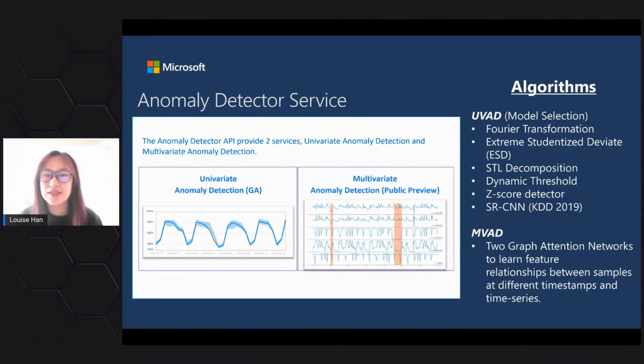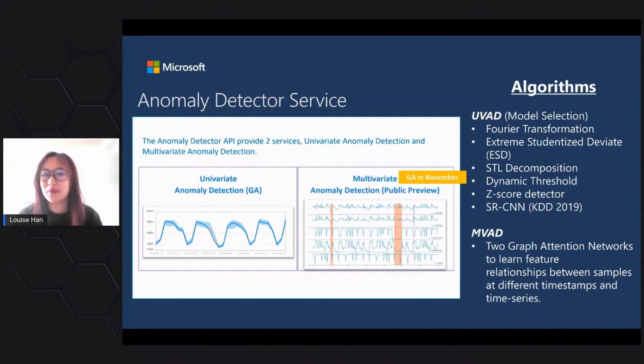And once there is an anomalous timestamp, it will also tell you the root cause analysis, like which sensors are the contributing ones to this anomaly. So this is the amazing thing for multivariate anomaly detection. And talking about the status of these 2 features, the univariate is already GA and the multivariate anomaly detection is in public preview. But good news is that we will GA in this November. So stay tuned and look forward to that.